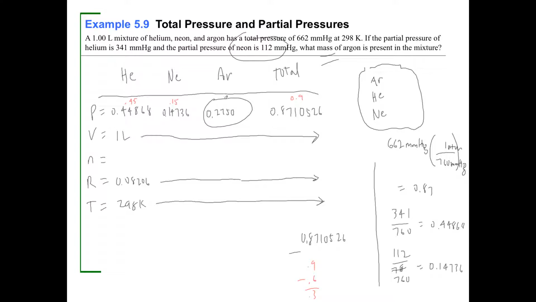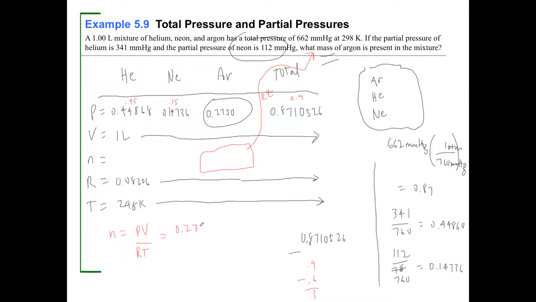So we have the partial pressure of argon in atmospheres. We have the volume of atmosphere. We have everything except that, right? And we go from moles to mass very easily. E-Z. Okay. So we're looking for moles now. And moles is equal to PV over RT. We've done this a bunch of times.